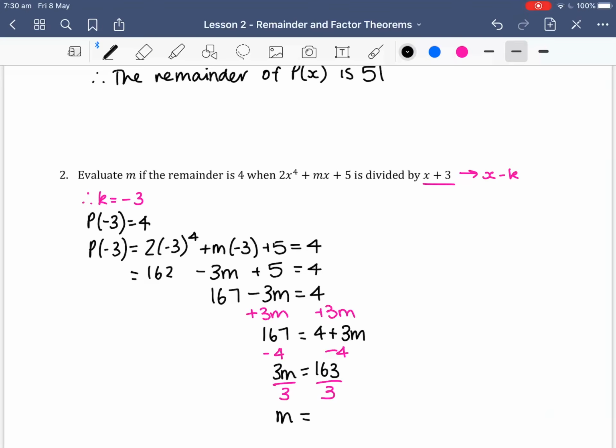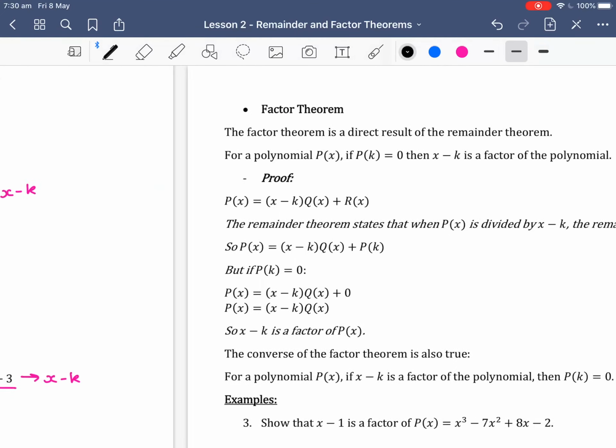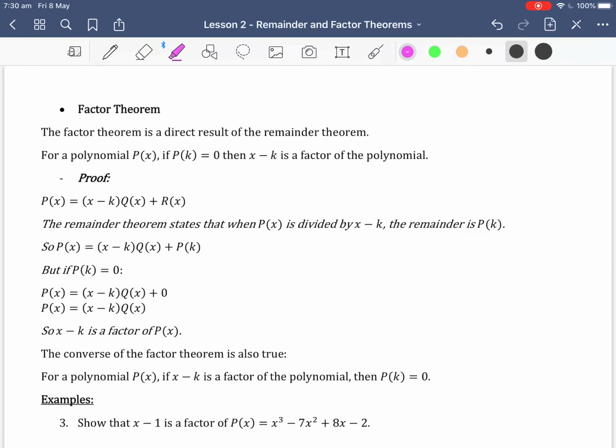So m equals, as a fraction, 54 1/3 is what our m equals.